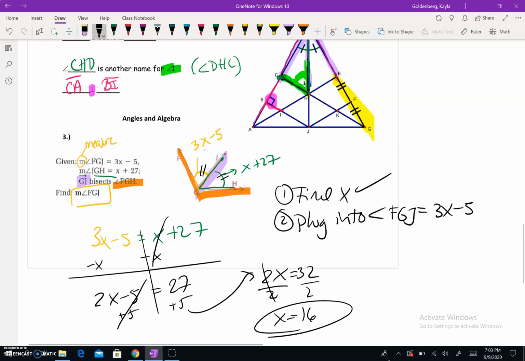So I found x. Now I need to find the yellow angle. Remember that yellow angle is 3 times the x value, take away 5. So 3 times 16, let's see, that's 30, 48, take away 5. It's going to be 43 degrees big. And that's our final answer.